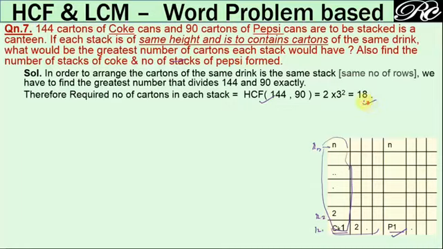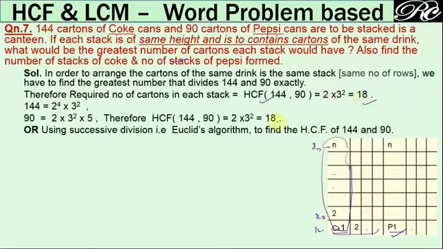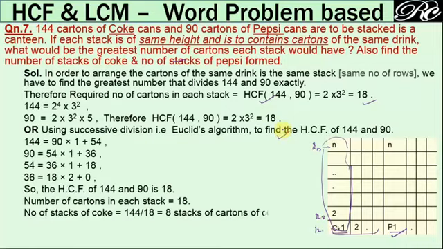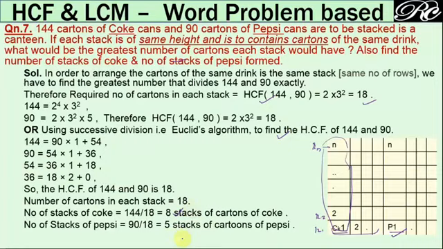It is 2 into 3 square, which equals 18, is the answer. Here we can also calculate the total number of stacks formed, or this HCF can also be calculated by the successive division method. The answer remains the same. You can do it. So the number of stacks of Coke is 144 by 18. It is 8. The number of stacks of Pepsi is 90 by 18. It is 5. The total number of stacks will be 8 plus 5, that will be 13. Let us go for the next type of question.